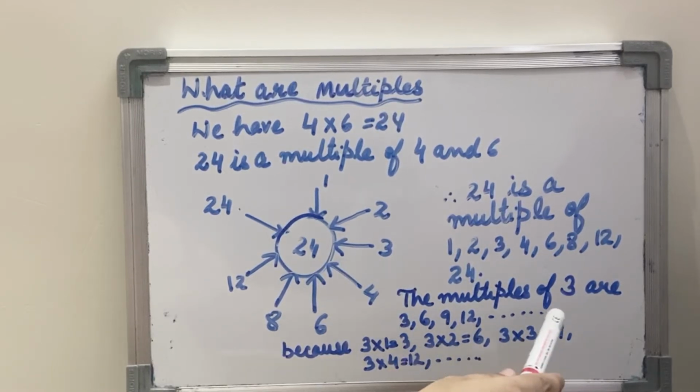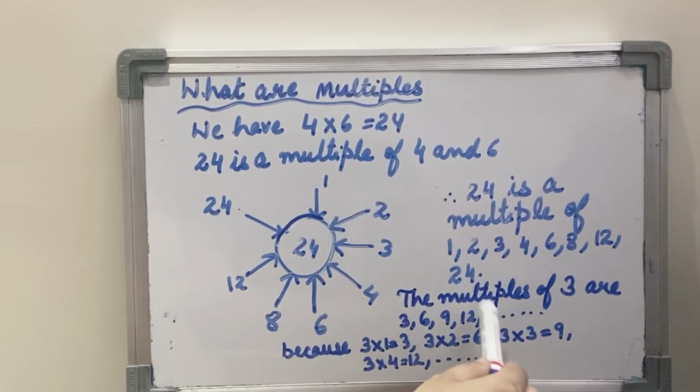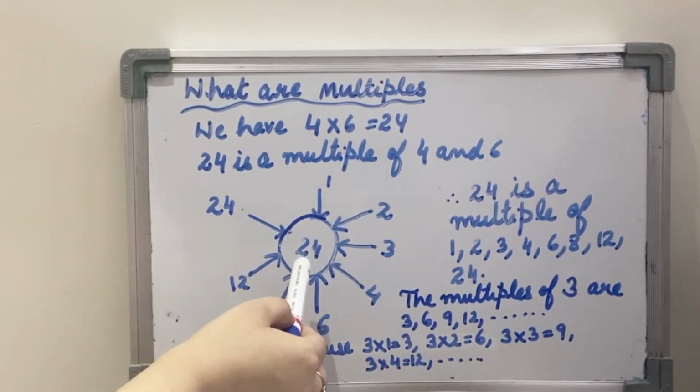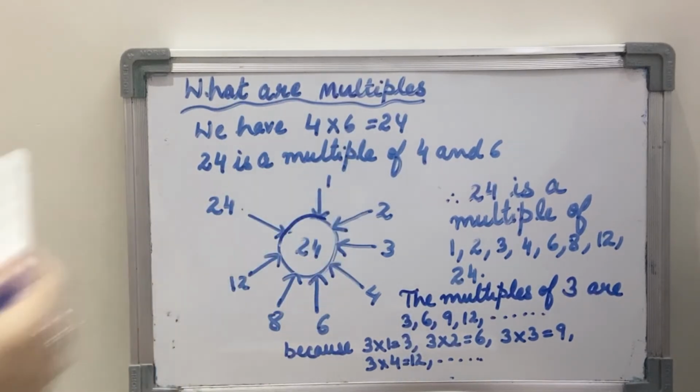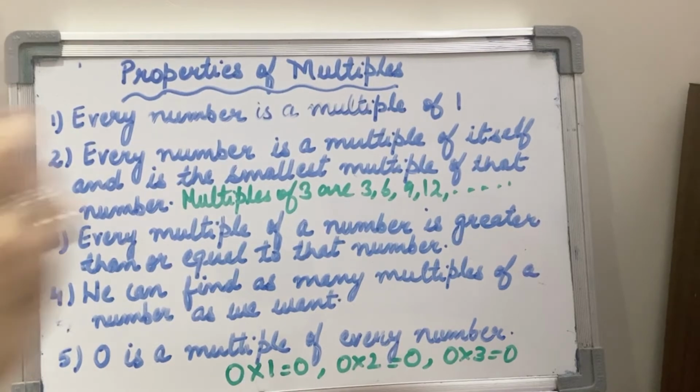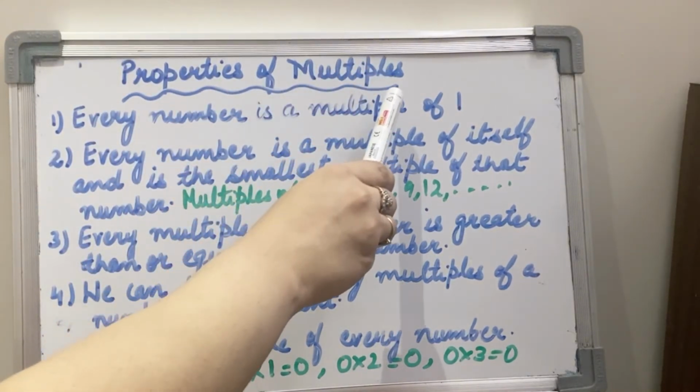So these are the multiples of 3. They are coming in the table of 3. So that's why they are the multiples. Multiples are the bigger numbers and smaller numbers are the factors. Now I am taking properties of multiples.